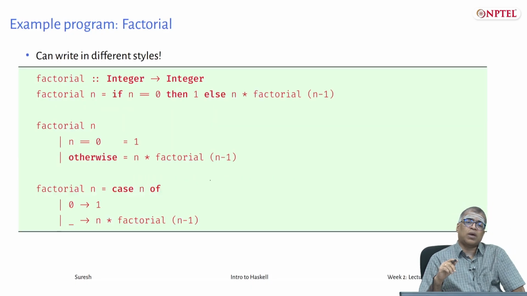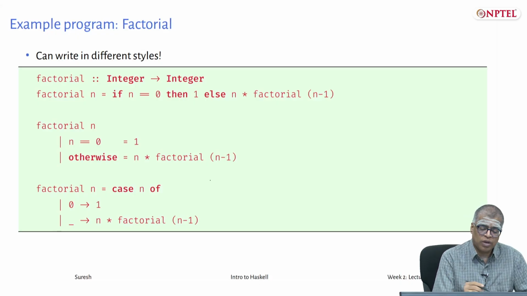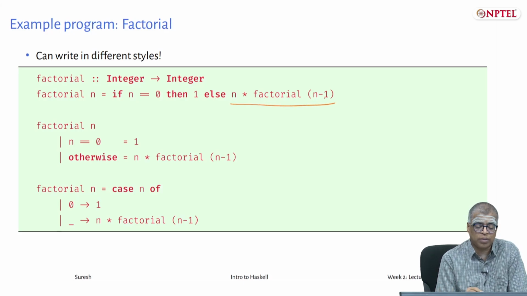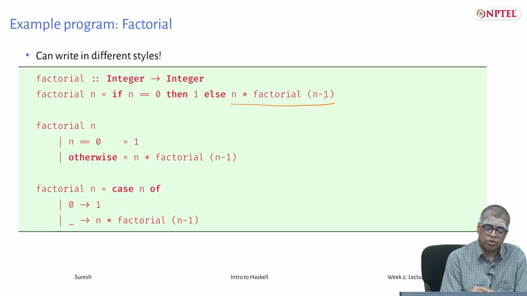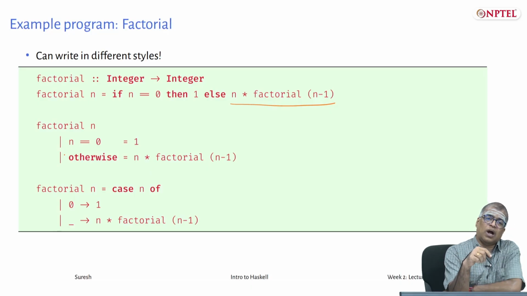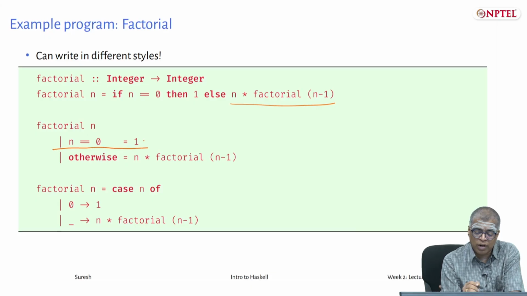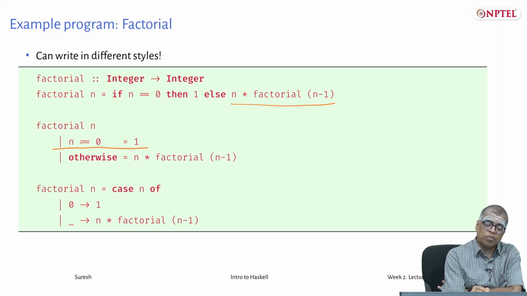Okay, so you can write the same factorial function in different styles. I can use if then else. I can say factorial n is if n equals 0, then 1, else n times factorial n minus 1. Or, instead of using pattern matching, I can use guards. Recall that in guarded definitions, there are multiple clauses in a definition and each clause is guarded by a conditional expression. So this part of the definition will apply only if the argument satisfies this condition, and the condition here is a very simple condition: n equals 0.